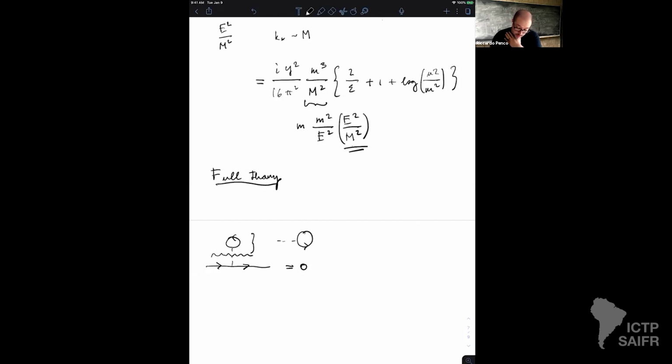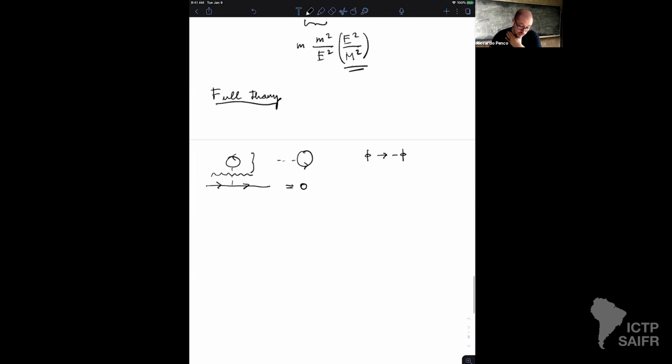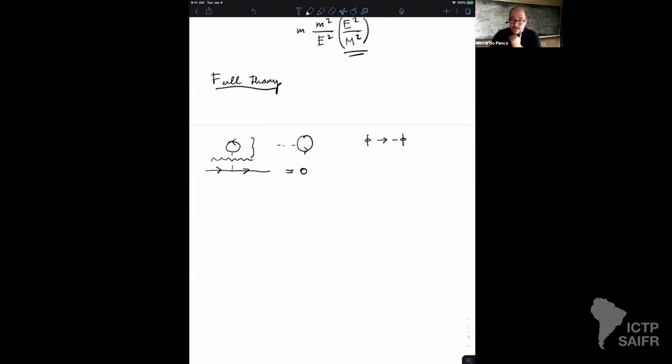However, we know that the action is invariant under parity, and under parity phi goes to minus phi. So a linear term would not be invariant, and a linear term cannot be there, and therefore this term should vanish, because otherwise it would generate one. Okay. So this first diagram that we should consider, in principle, in practice, vanishes.